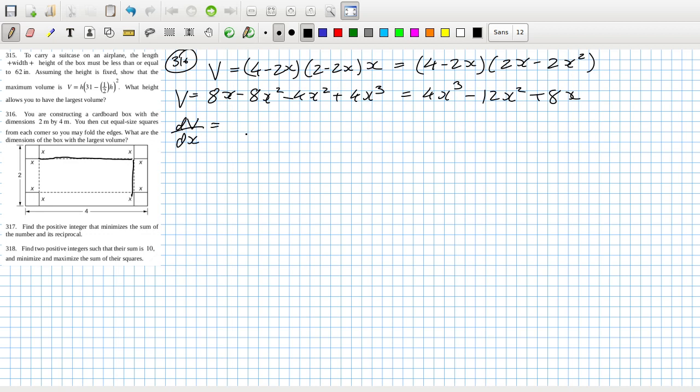dV/dx equals 12x squared minus 24x plus 8 equals 0. So two answers here.